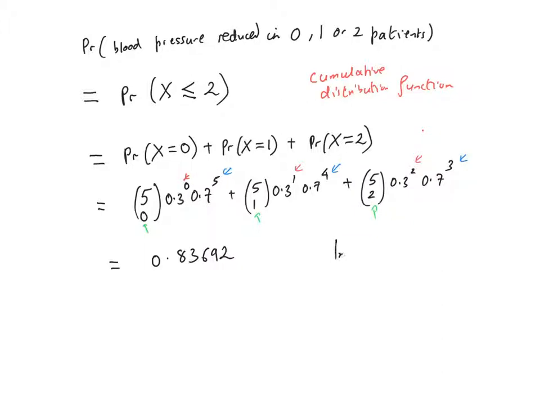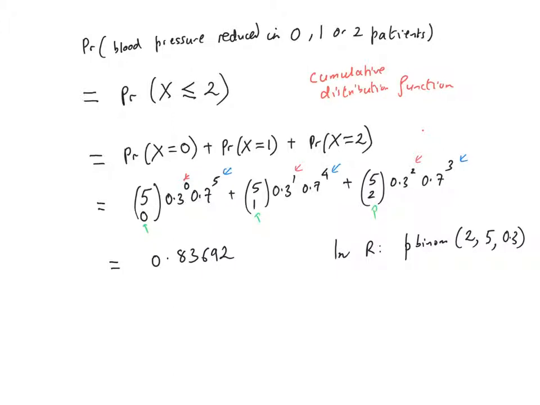If you wanted to work out a cumulative probability distribution in R, you could do that by using pbinom. And in this case, you'd say pbinom(2, 5, 0.3).